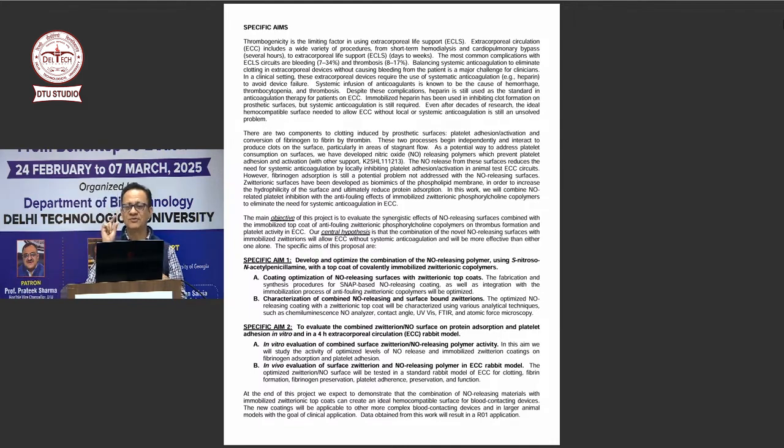So I look for fibrinogen adsorption and platelet adhesion, and after my in vitro studies look good, I will test it in the 4-hour rabbit model that we talked about, the ECC rabbit model. I'll test it in that. And with the success of this proposal, this data will help me develop devices that I can test in larger animal models in an R01 application, which is a bigger 5-year proposal. So this is an example of a specific aims page.